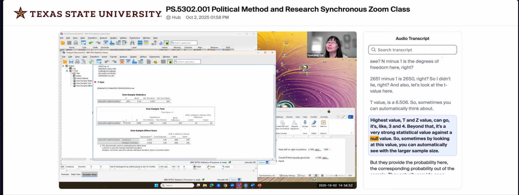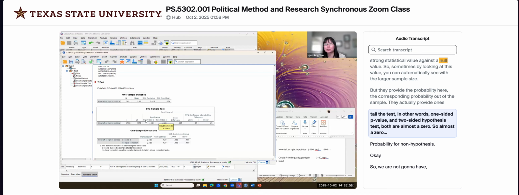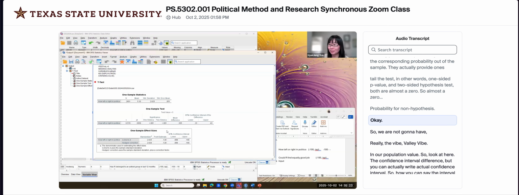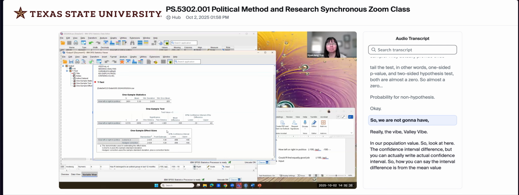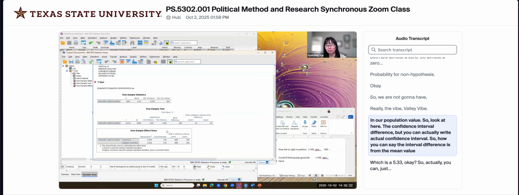So sometimes by looking at this value, you can automatically see it's a large sample size. They provide the corresponding probability out of the sample. They actually provide a one-tailed test, in other words a one-sided p-value, and a two-sided hypothesis test. Both are almost zero, so almost zero probability for the null hypothesis. So we are not really going to have the value 5 in our population value.